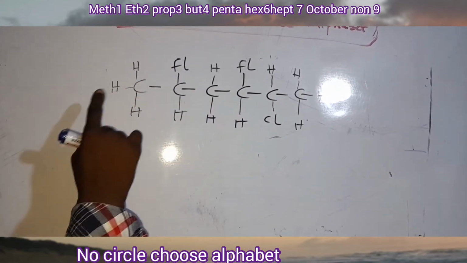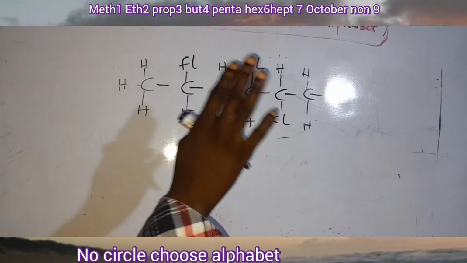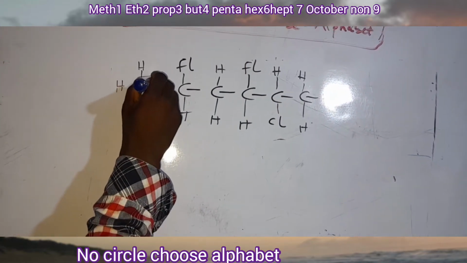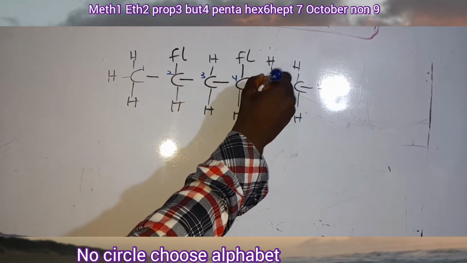Number left and right. Then you clean. Please don't forget, number left and right. You are numbering to have the highest number. So this carbon, let me number it from the top. 1, 2, 3, 4, 5, 6.